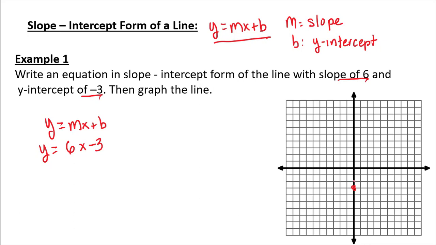So we go up 6. Let me make sure I did 6 there. 1, 2, 3, 4, 5, 6, and to the right 1. So I went positive and positive. Now I'm going to go negative, negative. So I'm going to go down 6 and left 1. And then using a straight edge, I apologize, I don't have a straight edge with this. But if I was doing this on the board in class, I'd be having a straight edge. You have your line, y equals 6x minus 3.